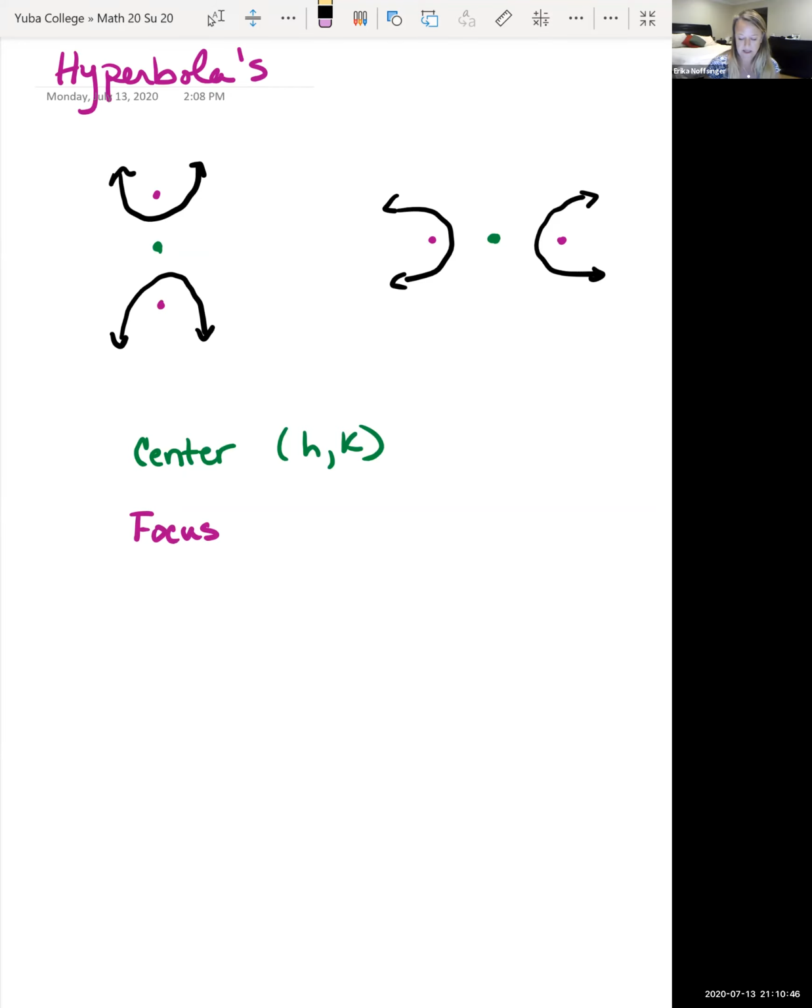So depending, are we going to go up or down, left or right from that center to get that? And then we have these points here, kind of like the vertex of a parabola. And these are vertices of the hyperbola.